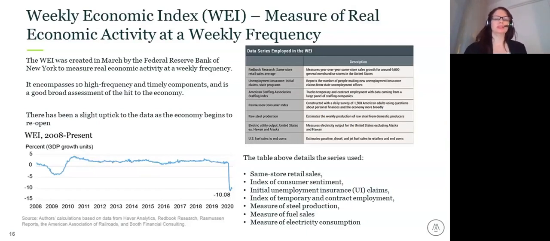It includes measures like same-store retail sales, consumer sentiment, unemployment claims, and things like steel production or fuel usage or electricity consumption. These high-frequency numbers are showing modest improvements as states reopen, albeit off of a very low base. Again, the market is looking for improvement and pricing that into its longer-term view. So while the data no doubt looks pretty awful, it is improving as the economy reopens.